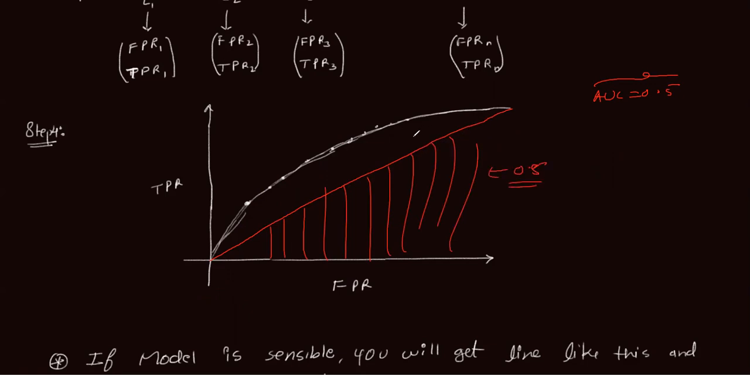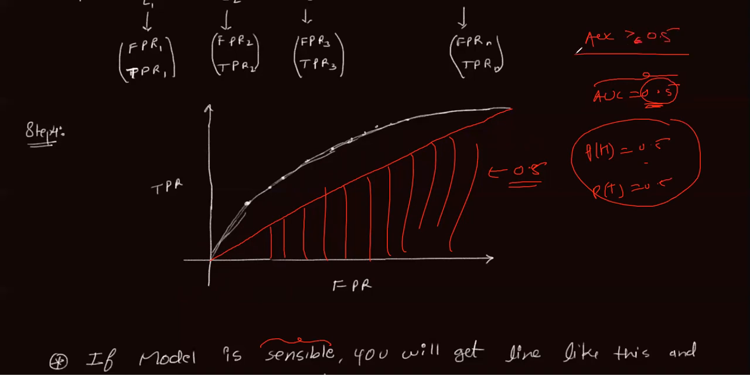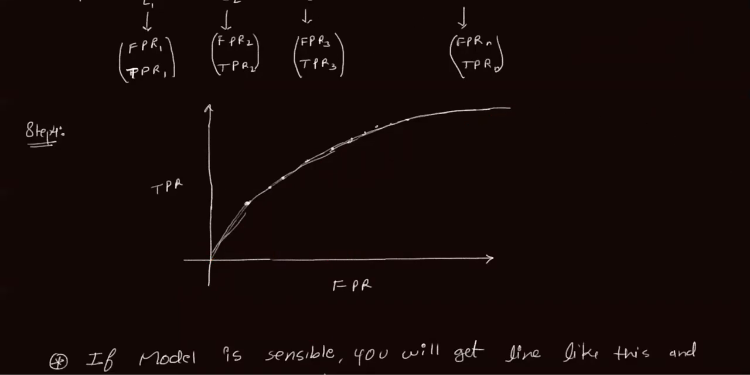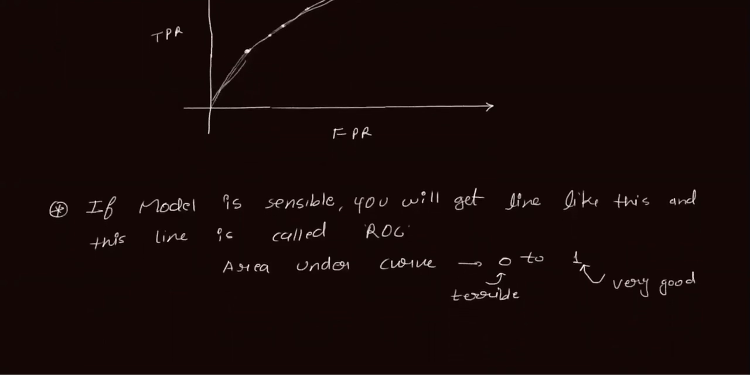You can understand this with a head and tail example. What is the probability of getting head? That is 0.5. What is the probability of getting tail? 0.5. So this is a random experiment we are doing. If you're doing any random experiment, your AUC is going to be 0.5. But any sensible model, if it's a good model, its AUC will always be greater than 0.5. Hope you got my point, how we plot the ROC curve.